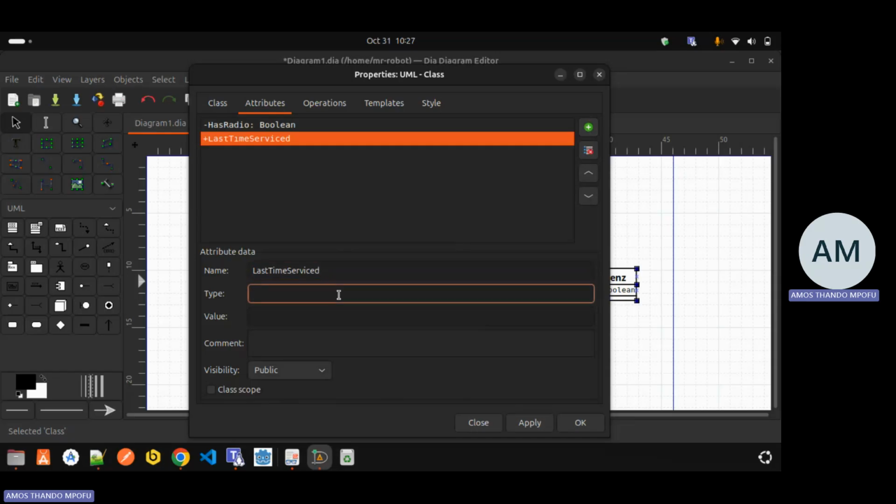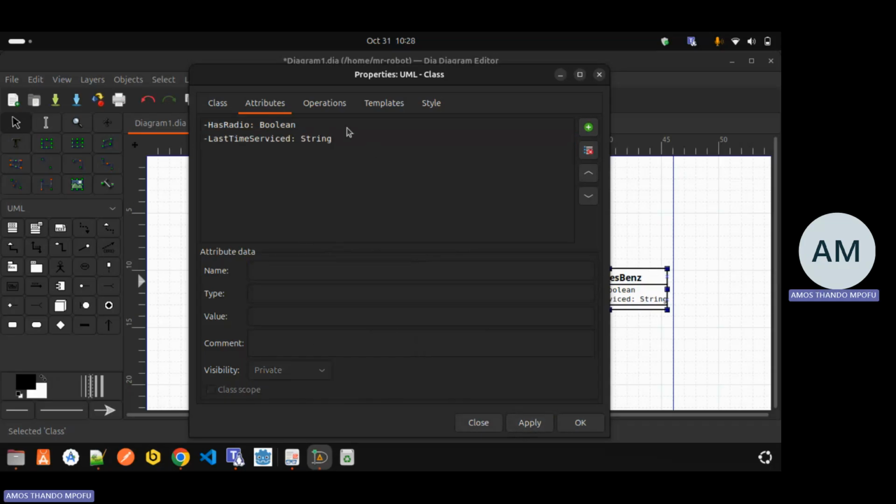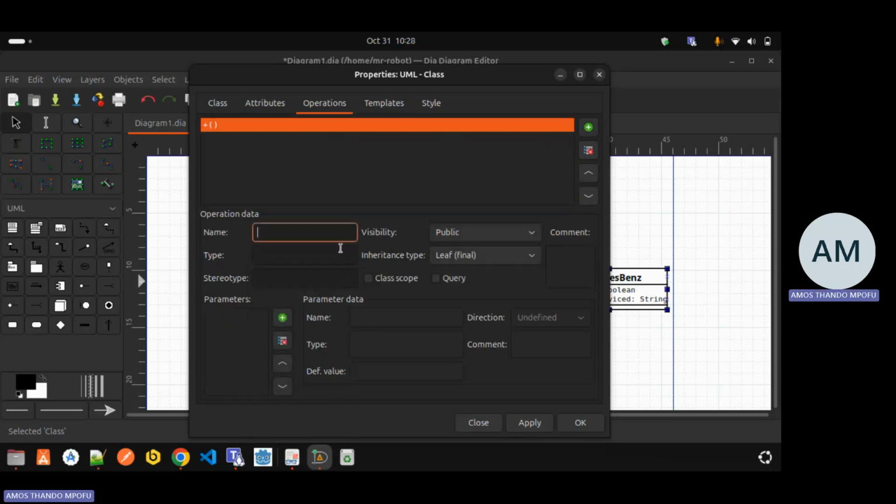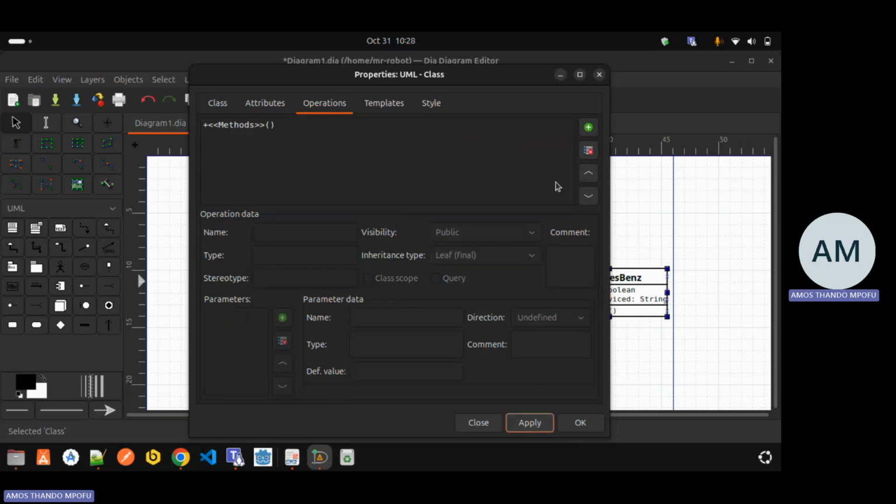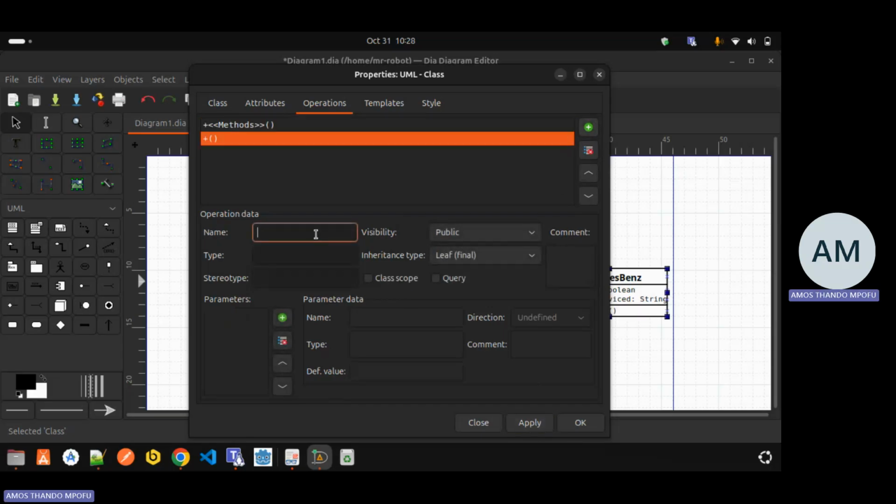So last time serviced, which will be an integer. Let me see. I need to store the full date, the date and the time, so I need to store them both. So I'm going to make it a string. So last time it was serviced. But remember, this needs to be private, not public. And then operations. I need to specify that these will be the methods, and then I put in the actual methods.